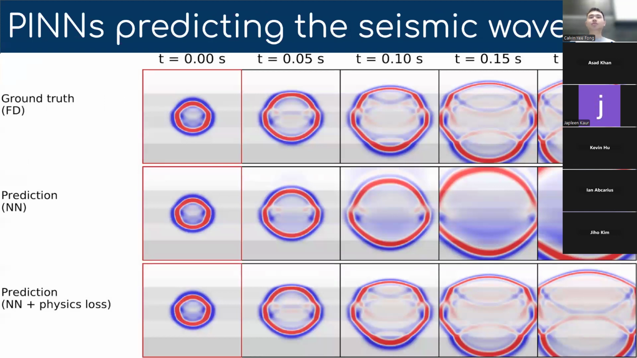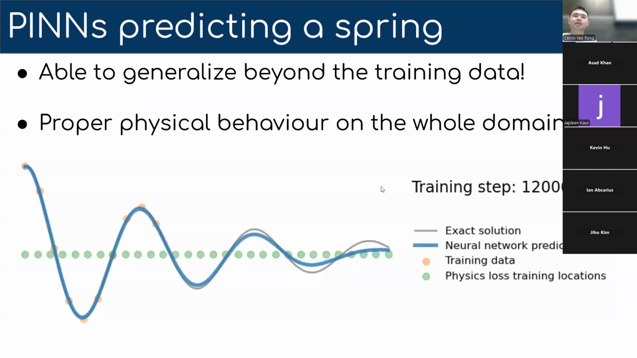Okay, so once you add this physics loss, we can see substantial improvements over a plain neural network approach. Here in this third column, we see the PINN output, the neural network plus the physics loss, and it's nearly identical to the ground truth of the finite difference method throughout all time scales. We also see this in the training behavior with the spring equation that I showed you earlier.